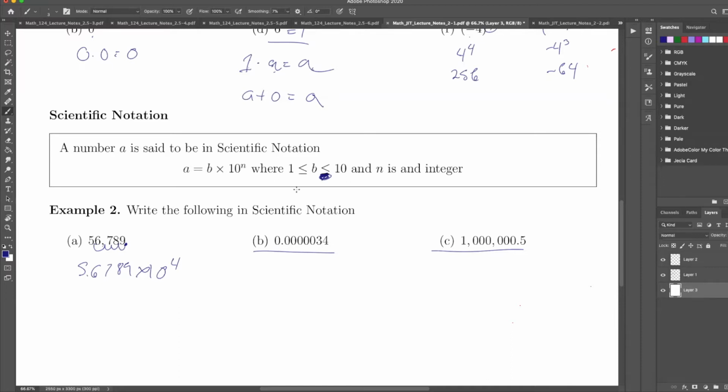All right, so here I'm going to count this way: 1, 2, 3, 4, 5, 6. So it'll be 3.4 times 10. If I go to the left, I'm going to make it positive. If I go to the right, I'm going to make it negative. Oops, that does not look like a 10. To the minus 6.